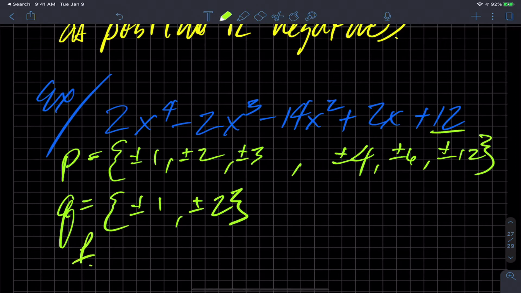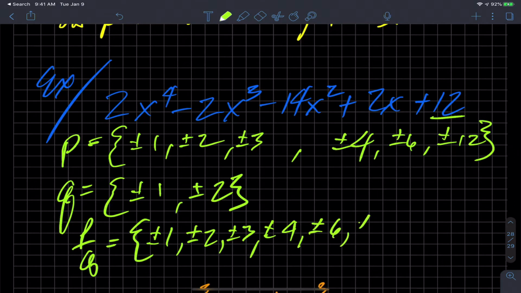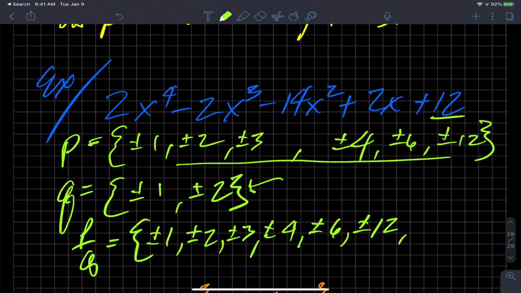And then our p's over q's are the set of numbers that is the ratio of all the possible p's in their combinations with all the possible q's. When I divide all those p's by 1 or negative 1, I'm going to get that same list. So I get plus or minus 1, plus or minus 2, plus or minus 3, plus or minus 4, plus or minus 6, plus or minus 12. And then when I divide all of these numbers by plus or minus 2, I get plus or minus 1 over 2, plus or minus 2 over 2, but 2 over 2 is just 1, and so that's repetitive. I'm not going to write it down. You can, if you want, and clean up your list later.